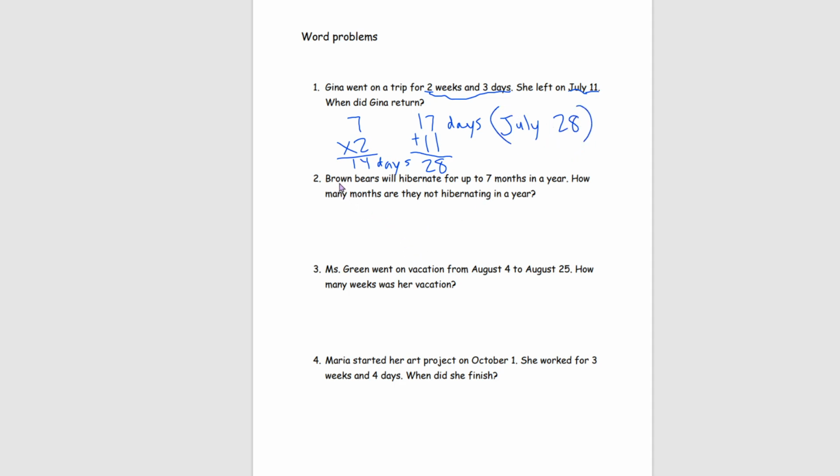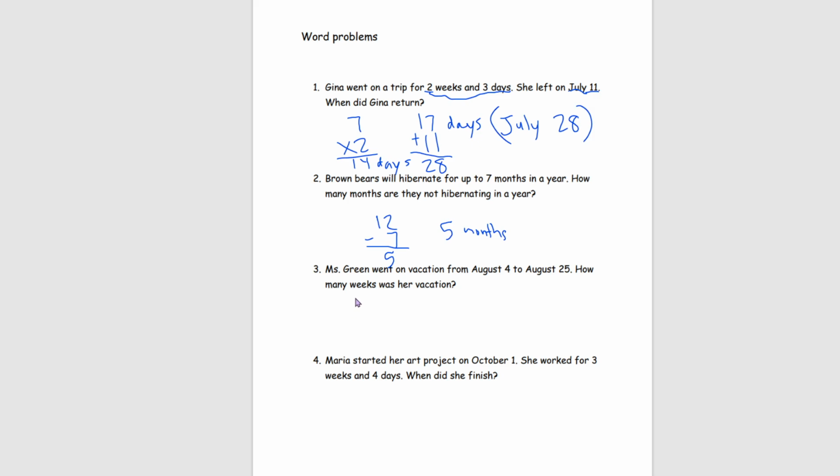Number 2, brown bears will hibernate for up to 7 months in a year. How many months are there that they're not hibernating in a year? Since we know that in one year there are 12 months, and brown bears hibernate up to 7 months a year, we can just subtract 7 from the total 12, which gets us 5. So that means that for 5 months a year, they are not hibernating.